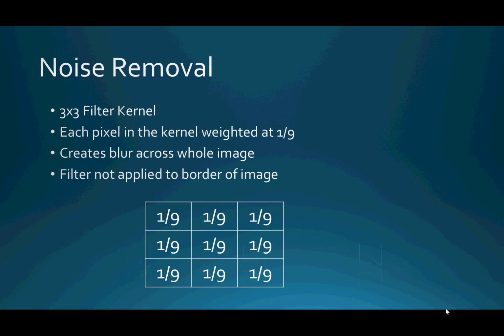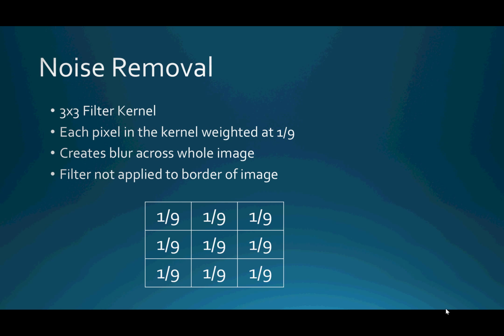For my noise removal, I decided to use a 3x3 filter kernel, because a larger kernel gave too much of a blurring effect. It probably blurred the image, and I didn't want a blurred image. I just wanted an image with a very slight blur in order to remove any noise.